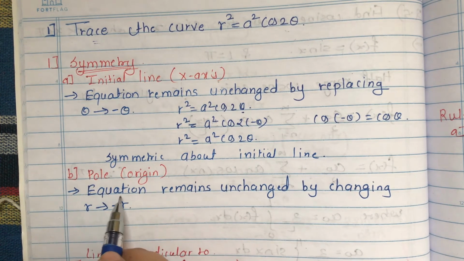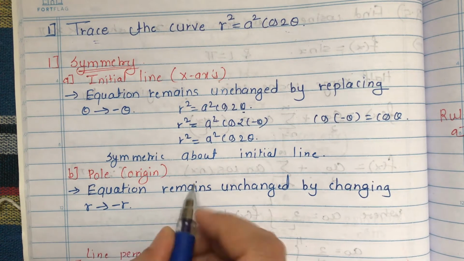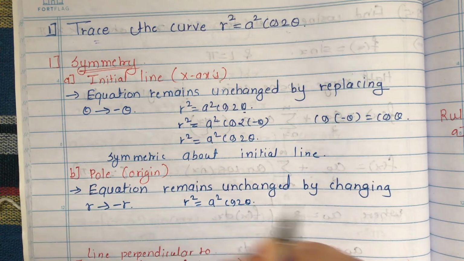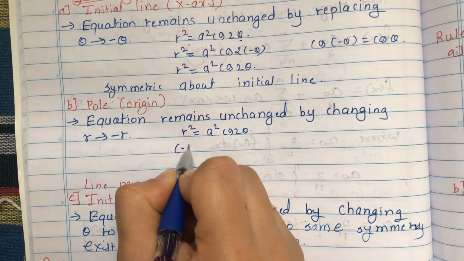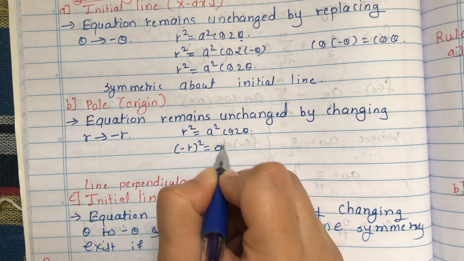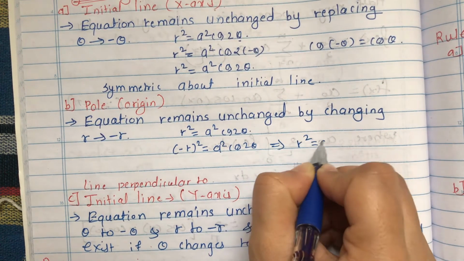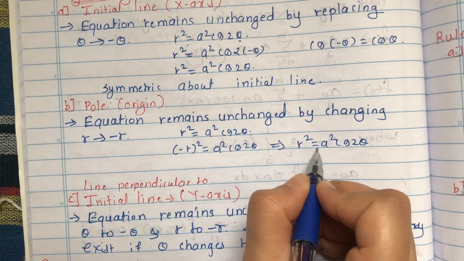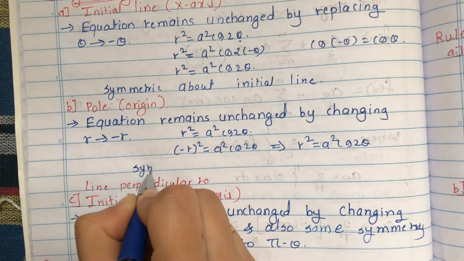The condition is that the equation remains unchanged by changing r to minus r. Again, r square is equal to a square cos 2 theta. We'll replace r by minus r, so minus r bracket square is equal to a square cos 2 theta, which is r square is equal to a square cos 2 theta. The equation remains the same, so this curve is symmetric about pole.